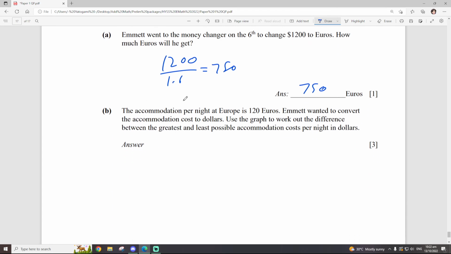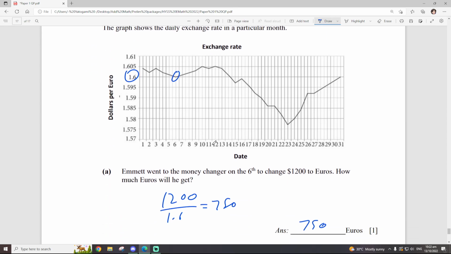The accommodation per night at Europe is 120 euros. Convert the accommodation cost to dollars. Use the graph to work out the difference between the greatest and least possible accommodation cost per night. So of course we circle the extreme points in the graph. 1.605 seems to be the highest point, which is here and here.